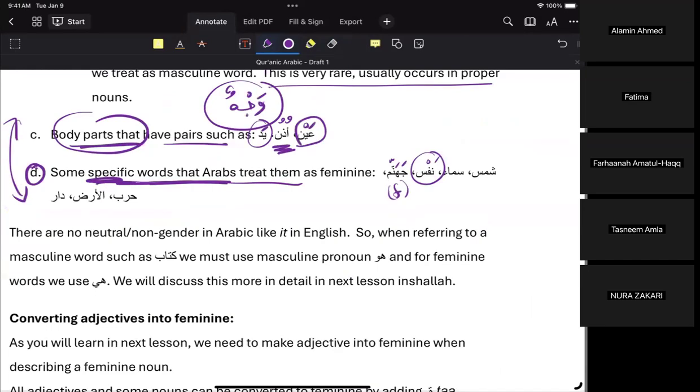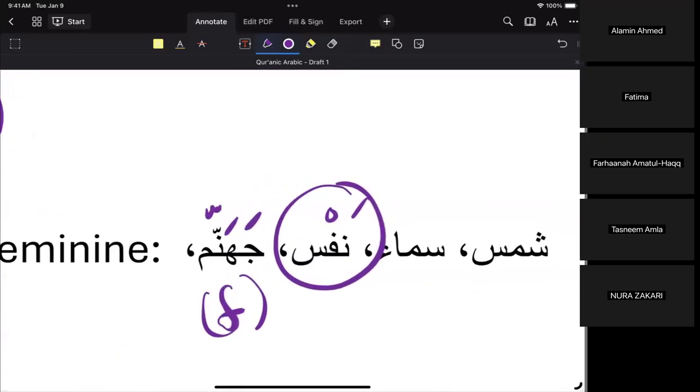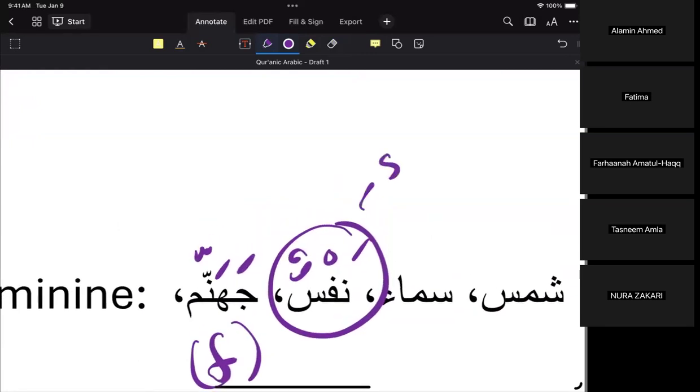And if you forget, let me know. I will write it down for you. Nafs has many different meanings. Nafs could be soul. Nafs also can be self, like yourself. Okay, it can, and it has other meanings as well.